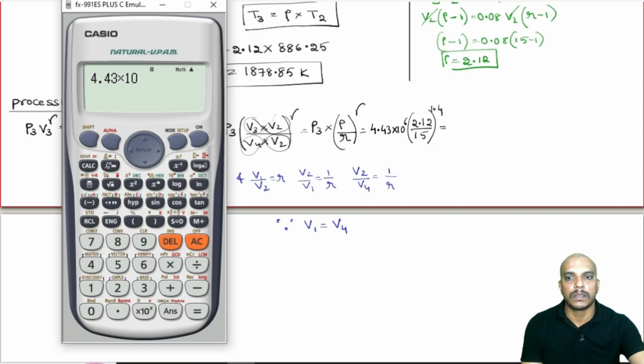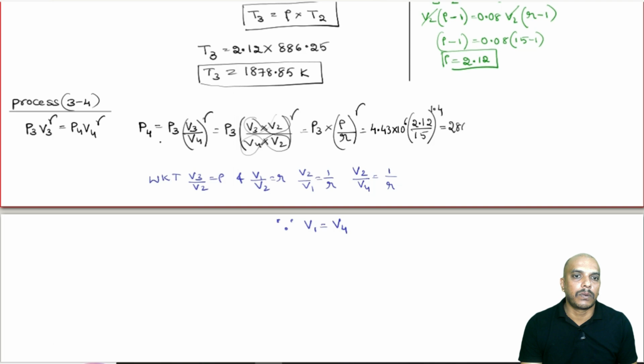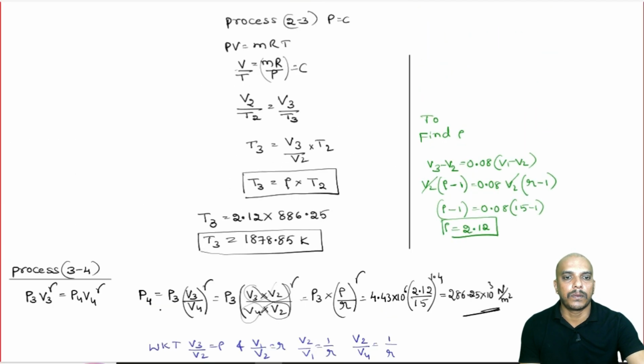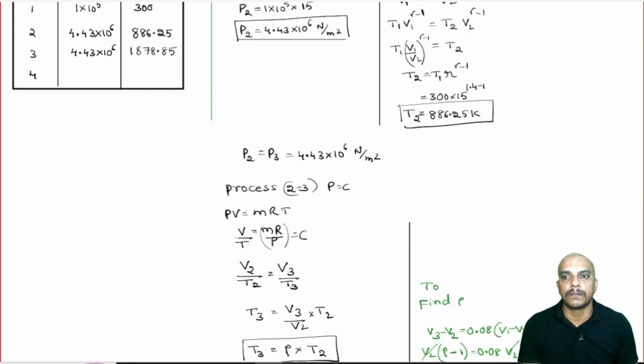Let us solve this now. 4.43 into 10 power 6 into 2.12 divided by 15 whole power 1.4. So, that will be 286.25 into 10 power 3 Newton per meter square. So, let us write P4 as 286.25 into 10 power 3.